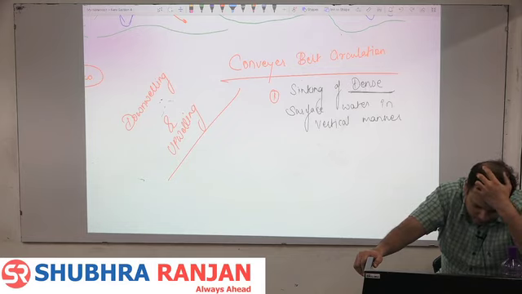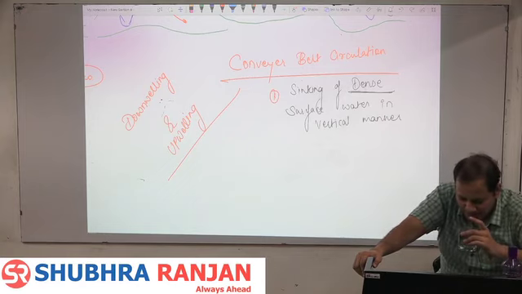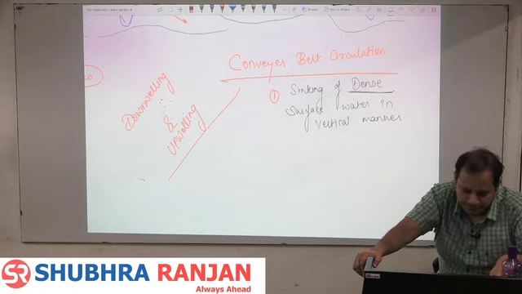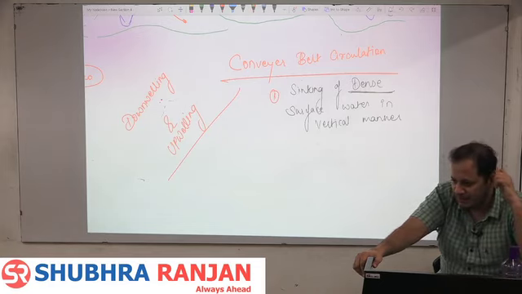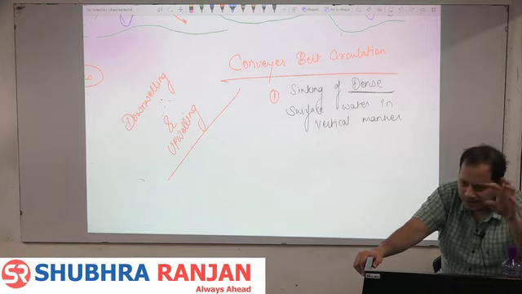Downwelling occurs, the density difference may be due to salinity or temperature, salinity ज़्यादा, temperature कम, that is due to more salinity or less temperature.